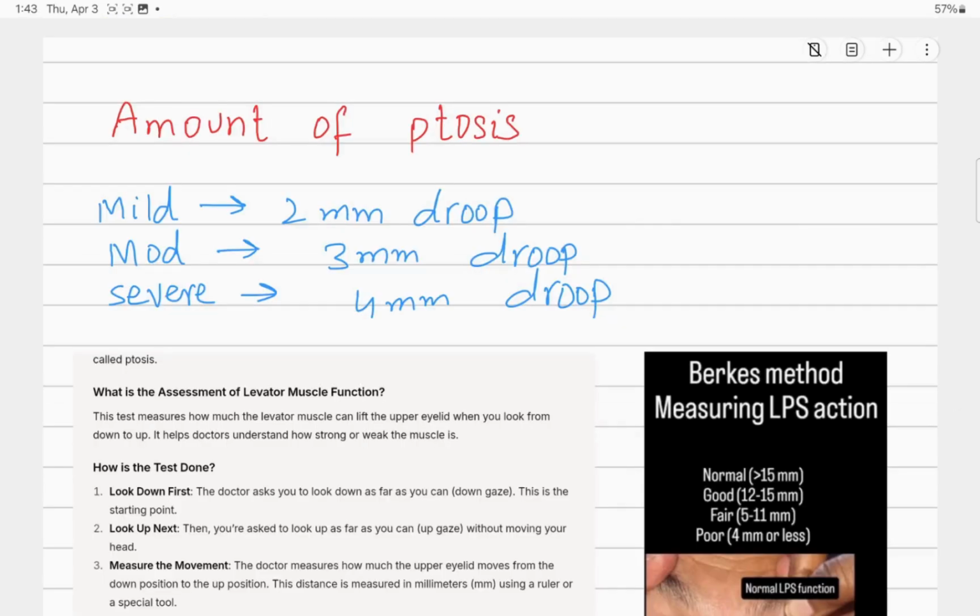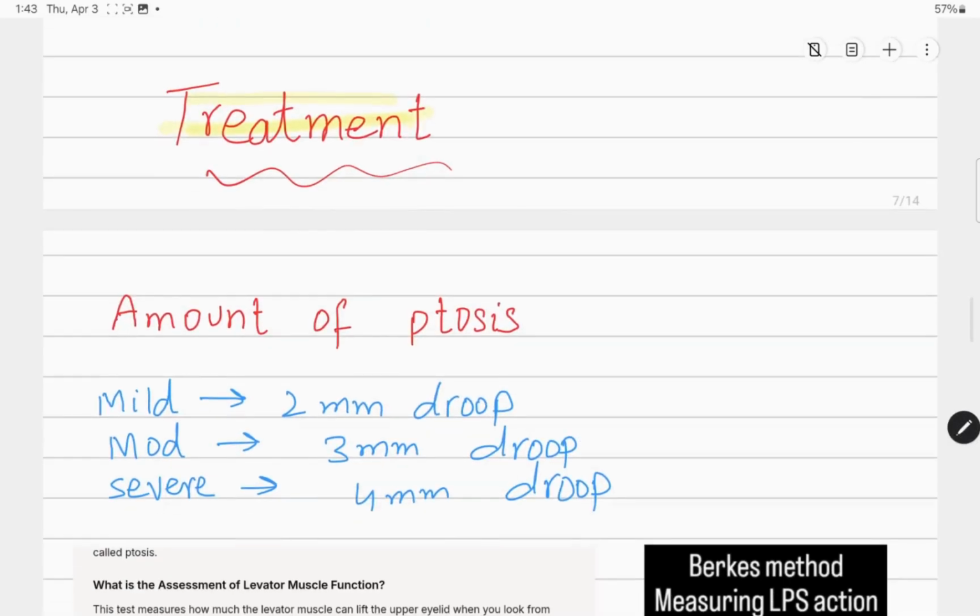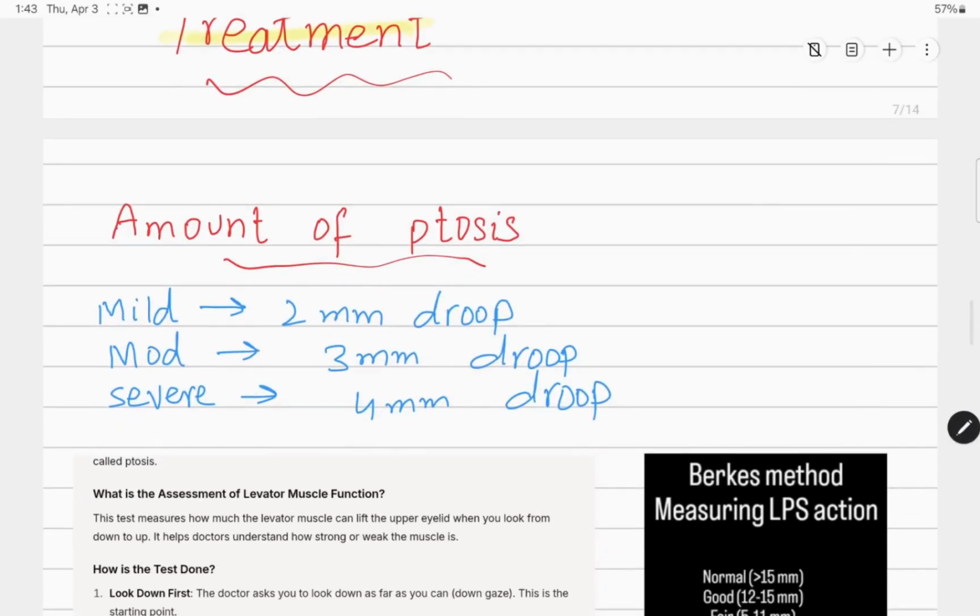Now we will discuss the treatment of ptosis. First of all, we have to determine the amount of ptosis. We determine it on the basis of the eyelid drop. If there is a 2 millimeter drop in the eyelid, we say it is mild. We say it is moderate if it is 3 millimeter, and severe if it is 4 millimeter.